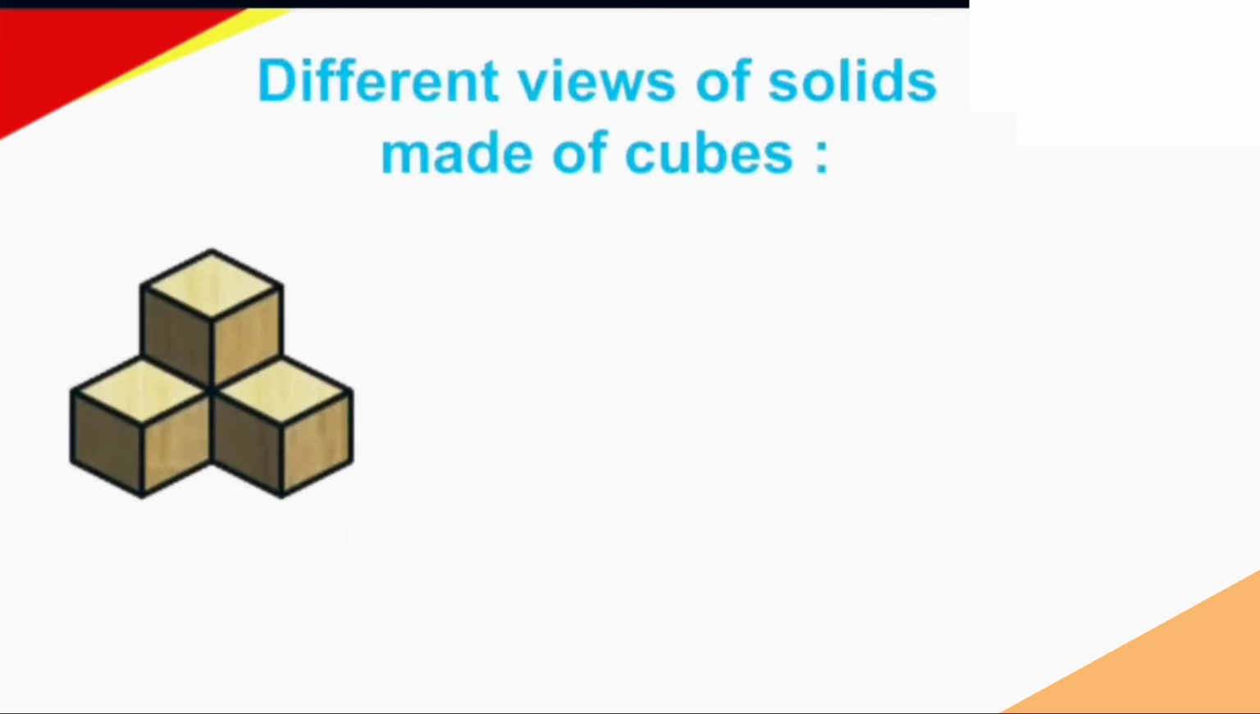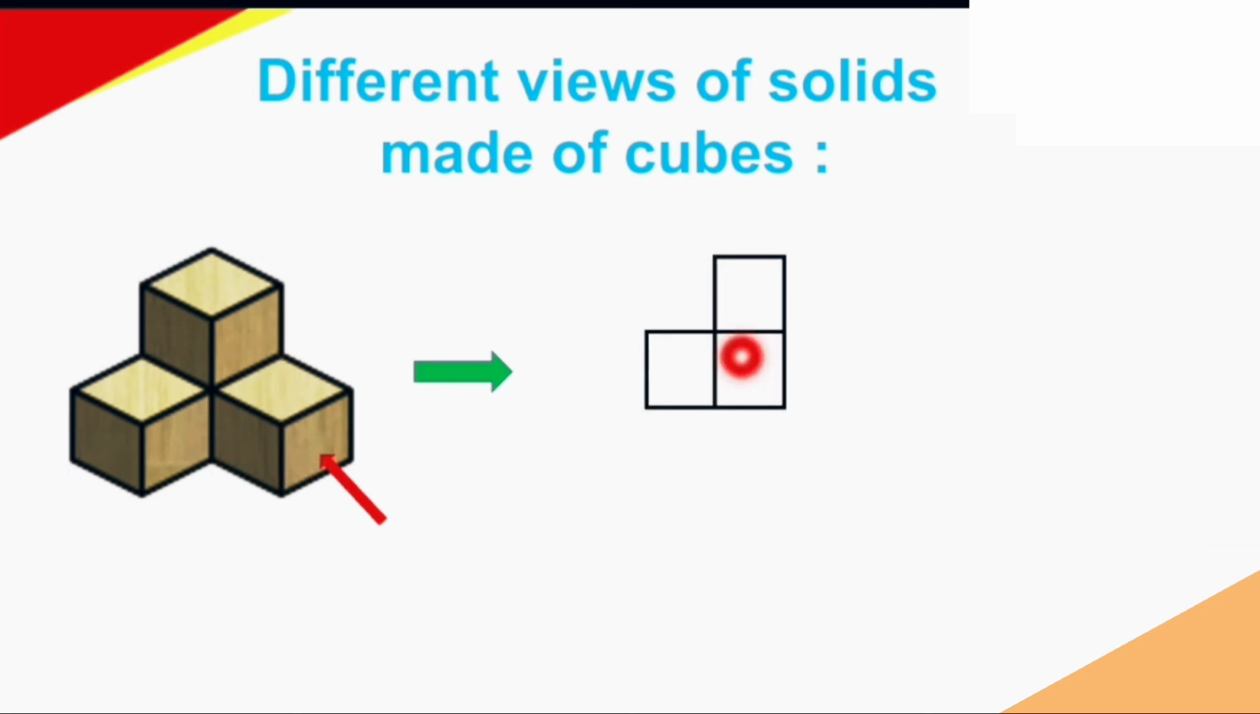Next, children, this is also a solid which is made of 4 different cubes. They are 1, 2, 3, and the 4th one is below this cube. Now, let us draw the different views of this solid. First, if this solid is viewed from the side, then how many cubes are there, children? Yes, there are 3 cubes which are arranged in this way, so that it is called the side view of a given solid.